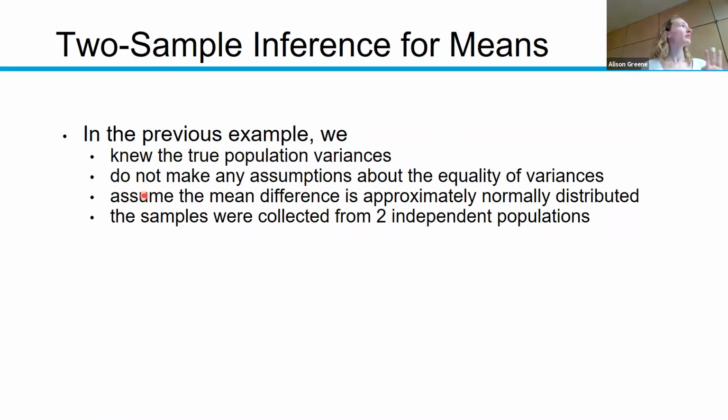So again, I said some of this is just knowing what to ask and which formulas to look up once you understand the intuition behind it. So in this example, we knew the true population variances. We didn't make any assumptions about whether or not the population variances in the samples were equal. We assumed that the mean difference was approximately normally distributed because we used that z-score. And then we know that the samples were collected from 2 independent populations.